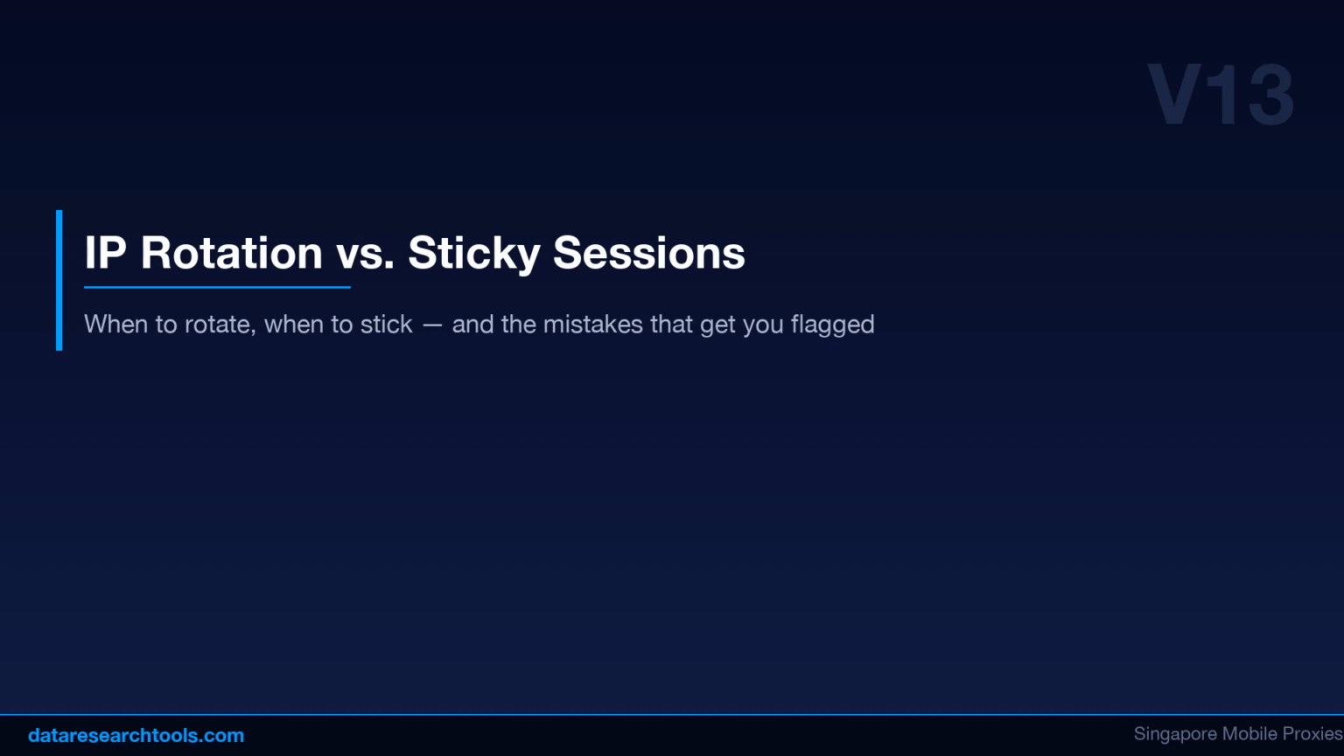IP rotation is one of the most misunderstood concepts in web scraping and proxy management. Use it correctly and you can run massive data collection operations without triggering rate limits or bans. Use it incorrectly, especially in account-based workflows, and it's one of the fastest ways to get flagged.